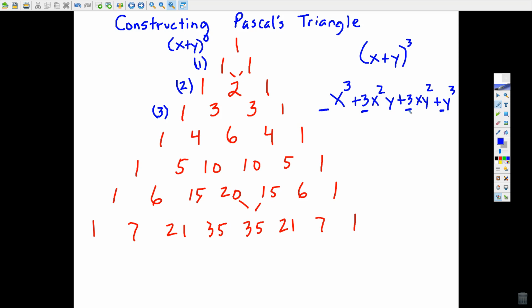Since this is exponent 3, I went to the row of the triangle that contains 4 numbers. Because this first row, remember, is for exponent 0. Exponent 0, exponent 1, 2, 3, and so forth. Okay, so we'll just keep on going. If we had exponent 4, we would pick this row of the triangle to use. If we had exponent 5, we would pick this row to use.